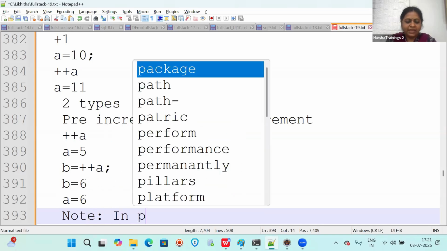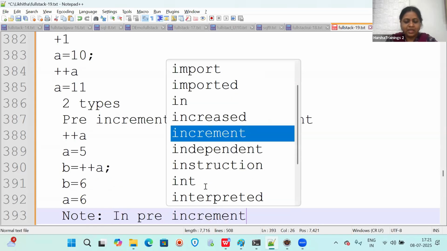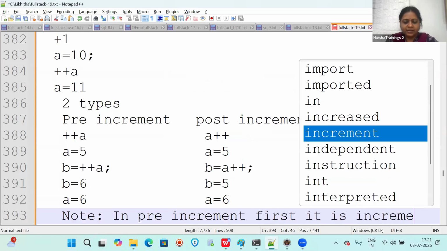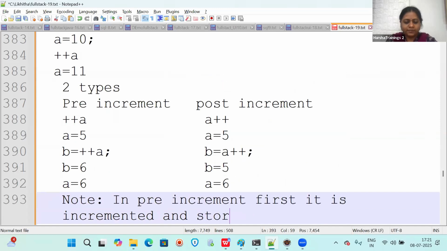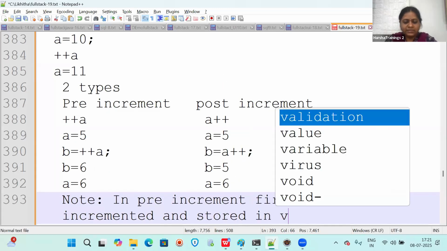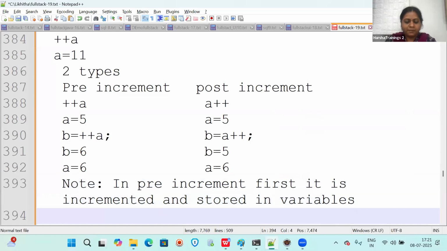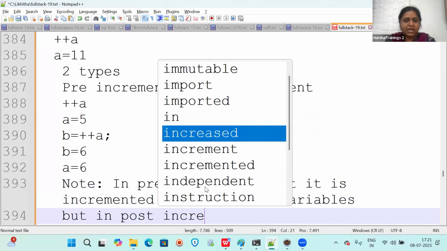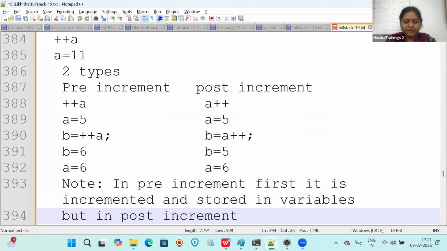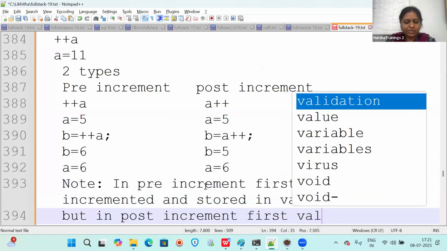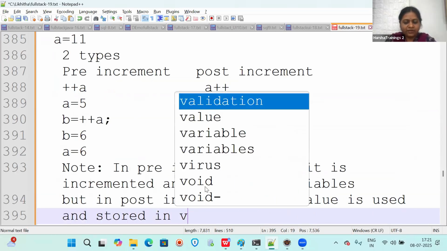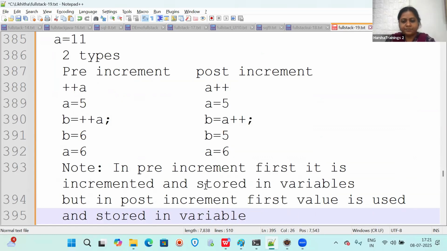So in pre-increment, first it is incremented and stored in variables. But in post increment, either decrement also same thing. In the post increment, first value is used and stored in variable. Okay, yes? Any questions?